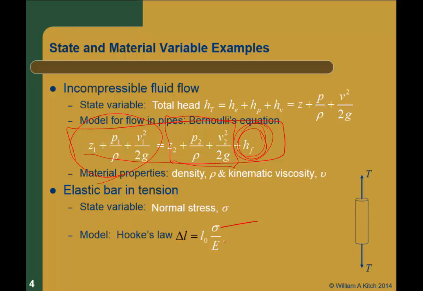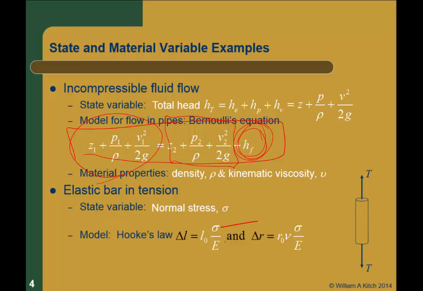But what if I ask you about how much it's going to shrink? When I pull, it's not only going to elongate, it's going to shrink in diameter. So what's that equation? That's another piece of Hooke's law, the Poisson's effect. So the change in the radius is going to be equal to the original radius times the Poisson's ratio times the normal stress, divided by Young's modulus.